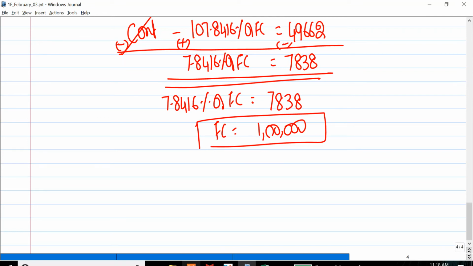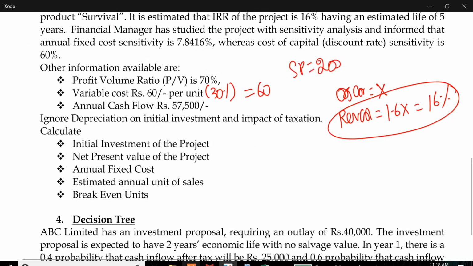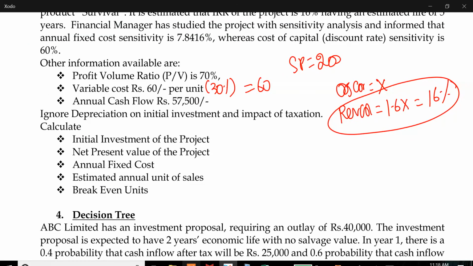Any doubts on this number? Any doubts on fixed cost of 1 lakh? Okay. Next, estimated annual unit sales. Next, calculation of annual units sold. This is more of costing.